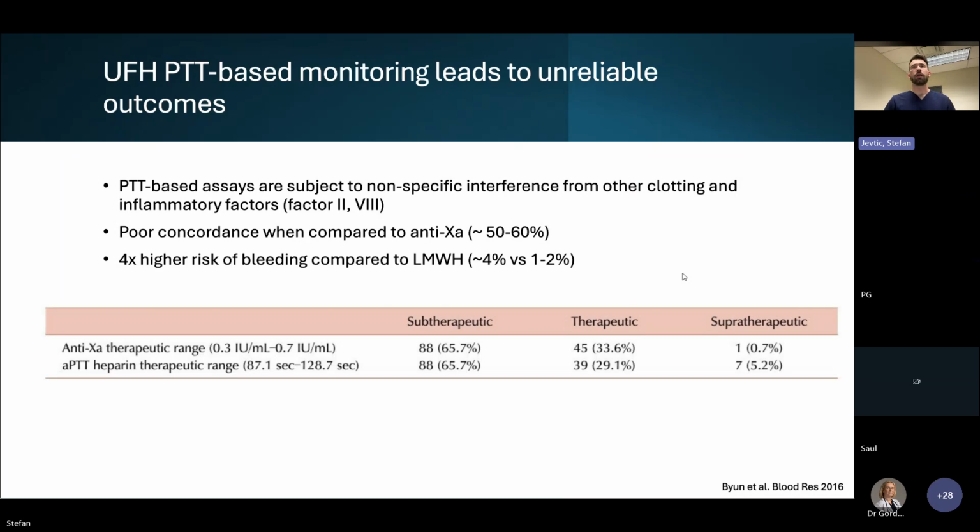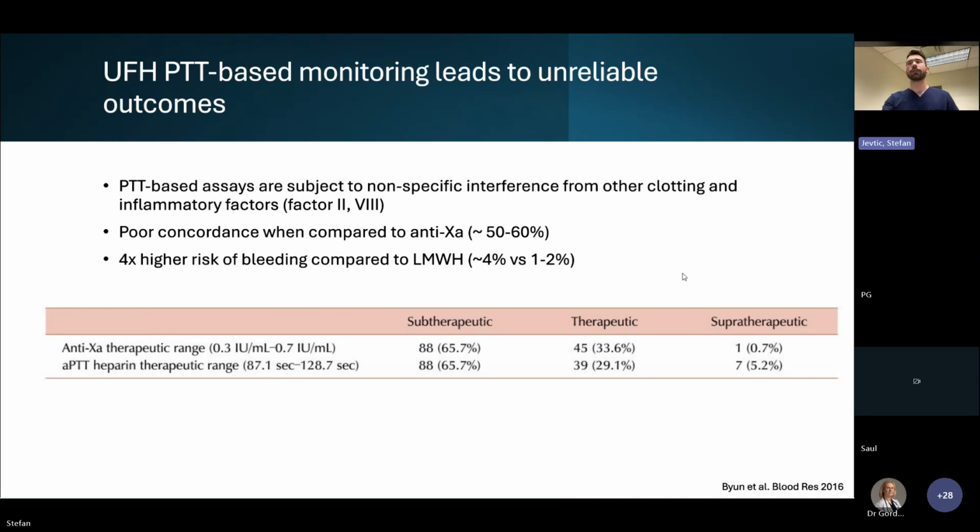As I mentioned, PTT-based assays are subject to non-specific interference from other clotting and inflammatory factors. And when we compare it to the anti-10A, which we might consider to be a better standard, there's really poor concordance. So in a lot of studies, the concordance is about 50 to 60%, meaning that we're really missing a lot of sub and supratherapeutic patients.